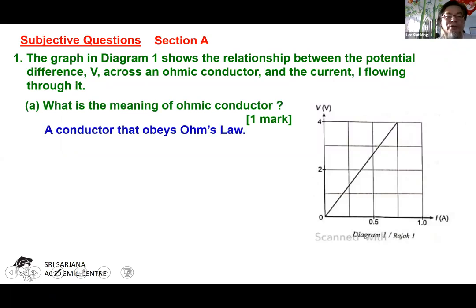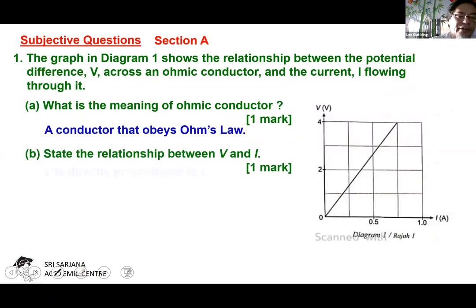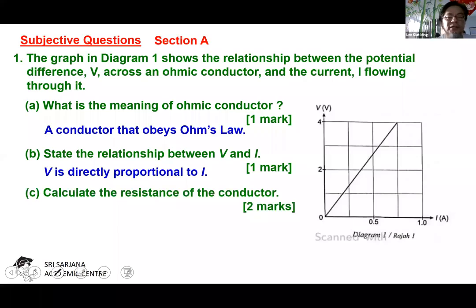What is the meaning of Ohm's law? Conductors obey Ohm's law. Ohm's law, we call it. I hope I can cover the two structures here. Then followed by state the relationship, direct proportional. Next one, calculate resistance.